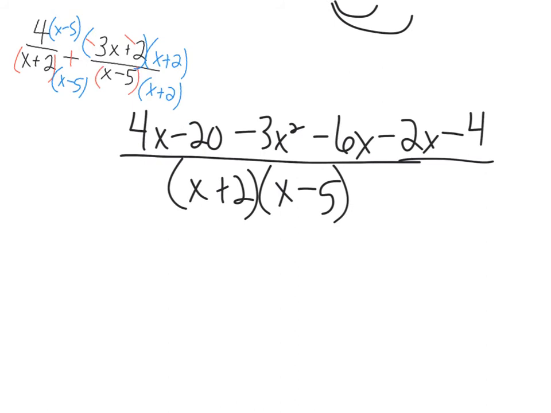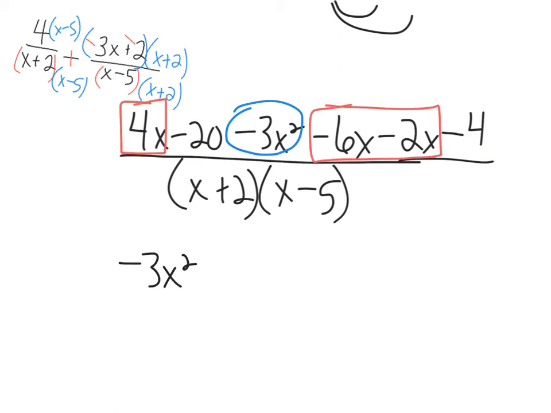So then we can do a little cleanup work here in the numerator. This is our only squared term, so that would be negative 3x squared. And then we've got some x terms here. So that would end up altogether being a minus 4x and minus 24.